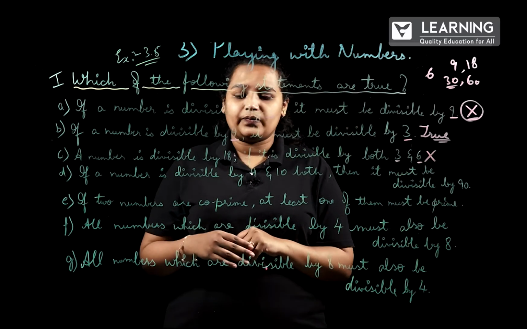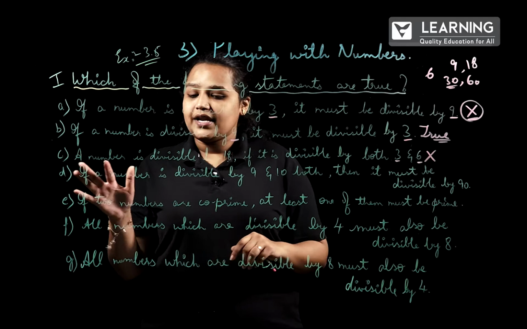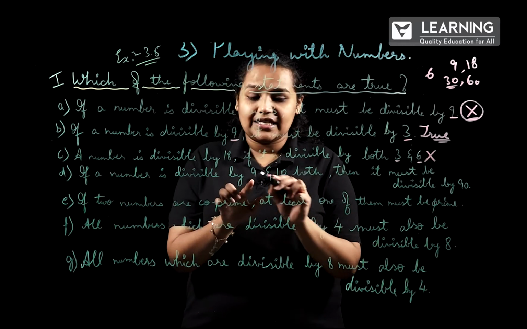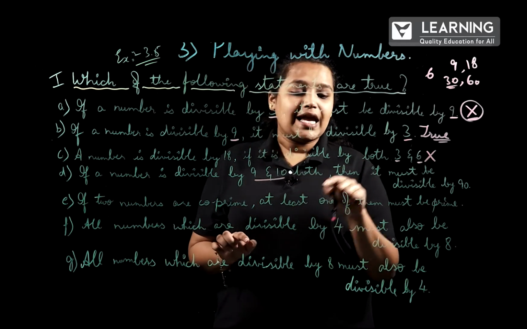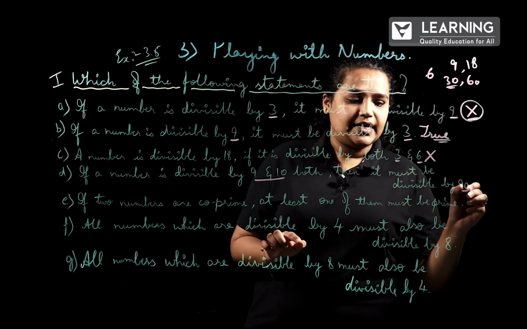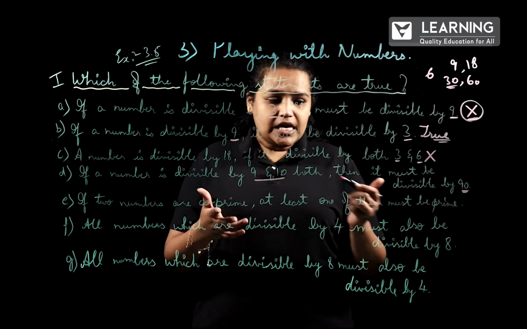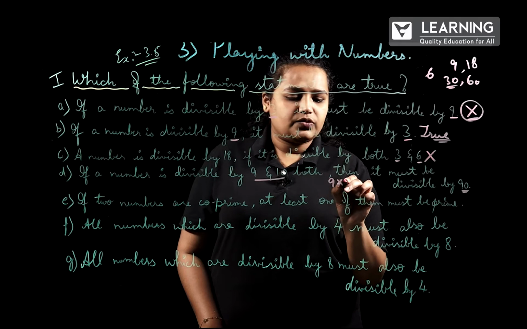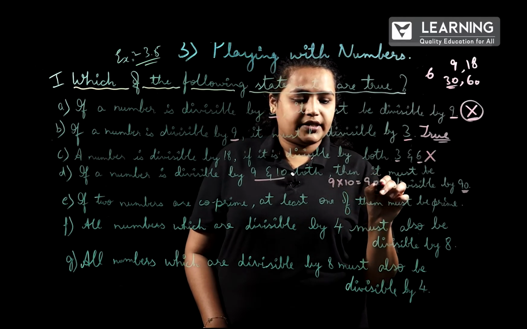It is not true. The next sentence: if a number is divisible by both 9 and 10, then it must be divisible by 90. It is 9 into 10 is equal to 90.